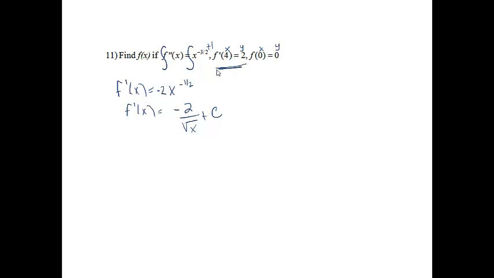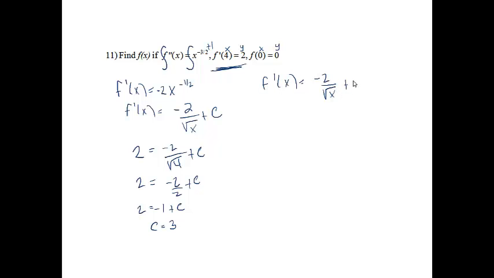Okay, I will now use this information right here to help me find the c. I know my derivative is equal to 2, and I know my x value is equal to 4. So I'll get 2 equals negative 2 over 2 plus c. 2 equals negative 1 plus c, c equals 3. So if I rewrite this, f prime of x equals negative 2 over the square root of x plus 3. Okay, now I'm going to rewrite this so that I can actually take the integral here. So this will be negative 2 x to the negative 1/2 plus 3.